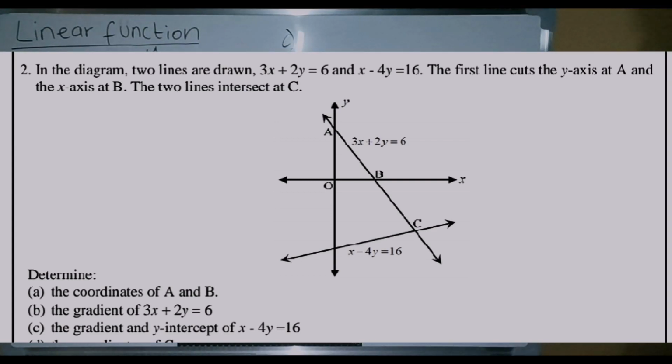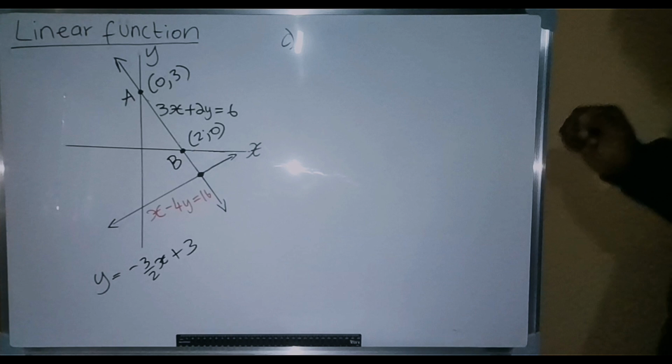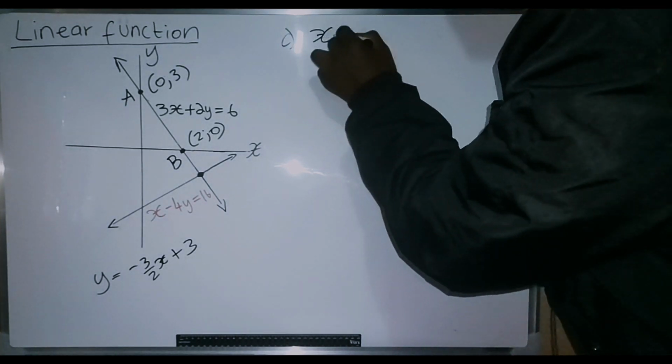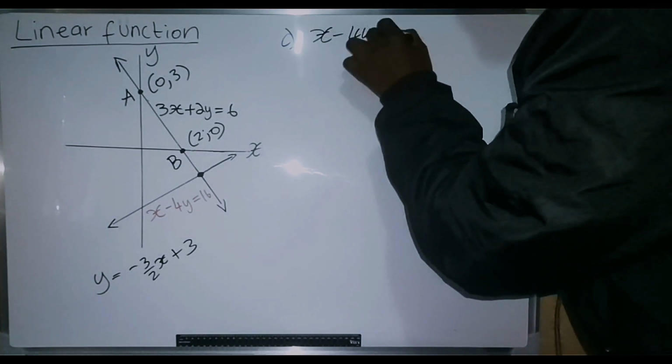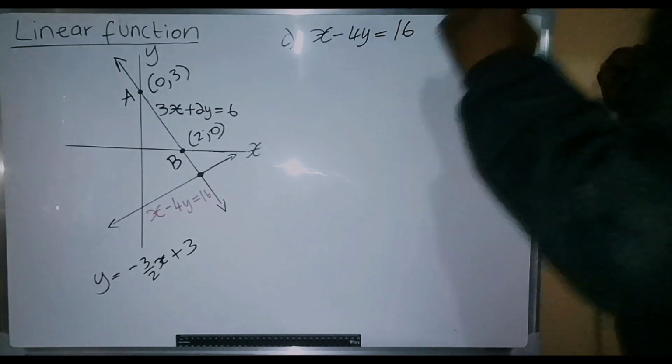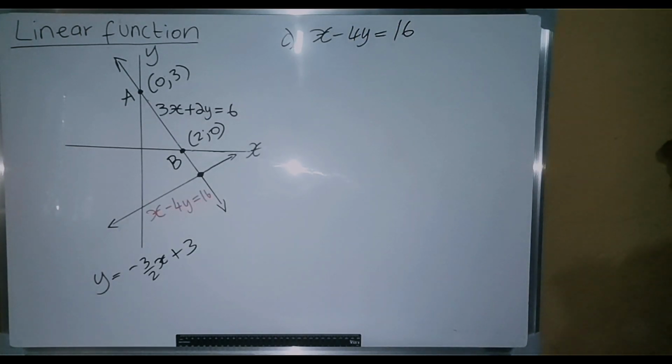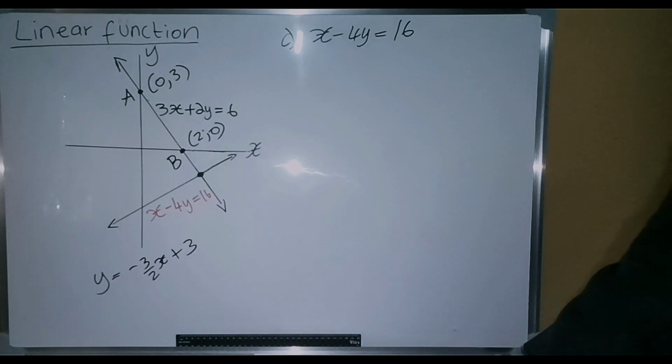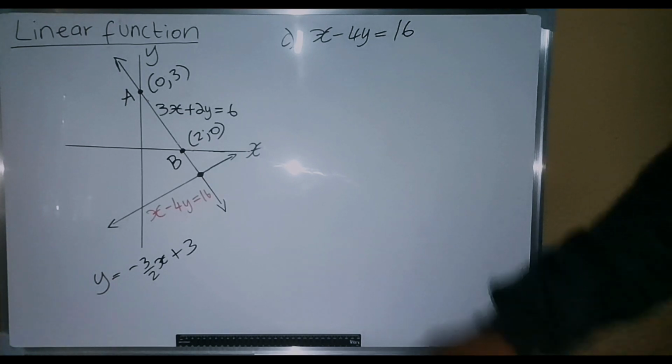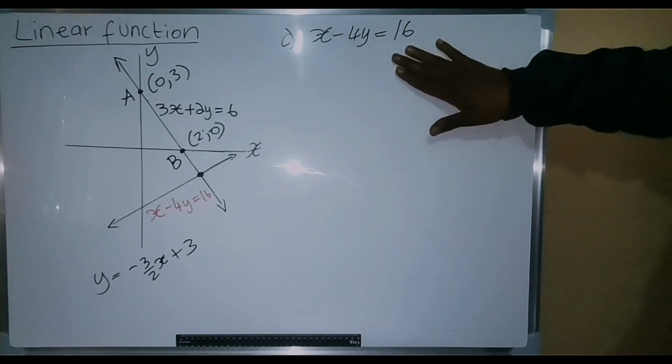Number C, determine the gradient and y-intercept of x minus 4y equals 16. Now, there are two questions in one sentence: the gradient and the y-intercept. Let us look for the gradient of this graph first. Now, how about the gradient?